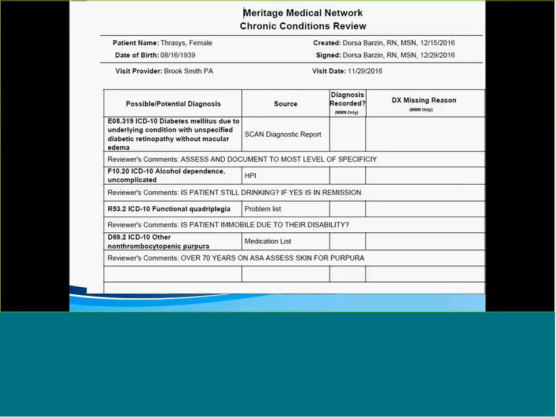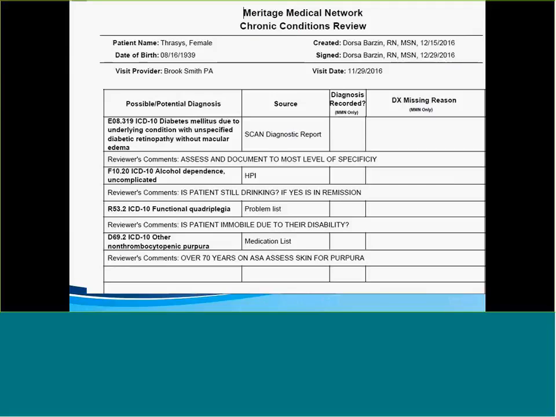So an example of a chronic conditions review, I actually found it a little hard to read, but on the side you see the possible diagnoses, such as diabetes mellitus, the source where the coder got it from, a diagnostic report, previous claims, and what the recommendation of the reviewer is, which is assess and document. Alcohol dependence, uncomplicated, the reviewer comments, is the patient still drinking? If no, she's in remission, and document that.